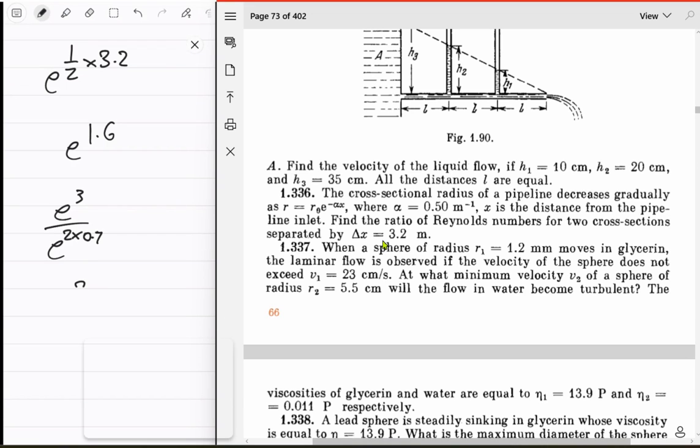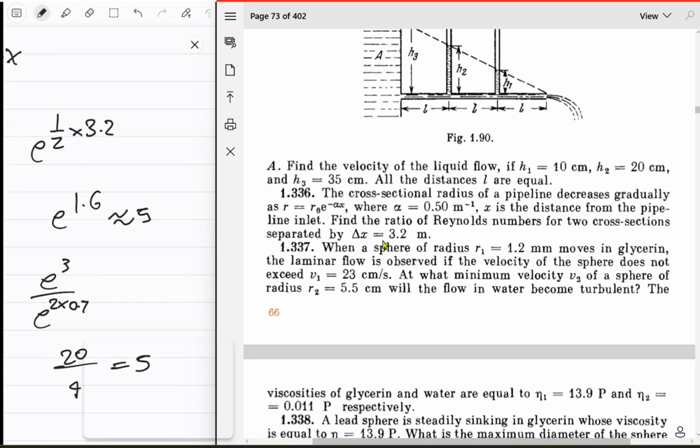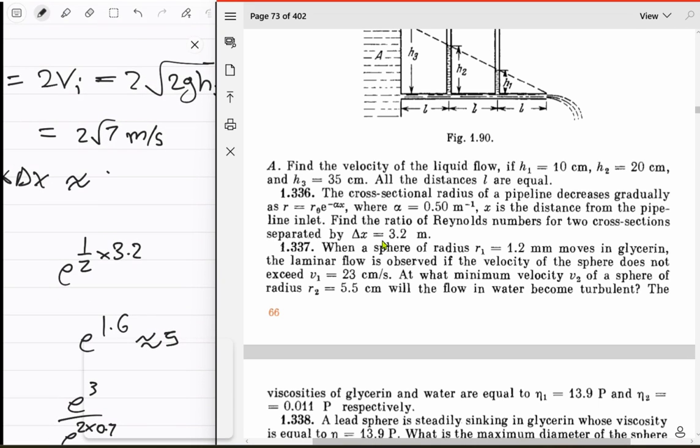So e power 3 is approximately 20, and this thing is e power 2 times natural log of 2, approximately. So this is 2 power 2, which is 4. So basically 1.6 is natural log of 5. Okay, so this thing is approximately 5. Yeah, natural log of 5 is 1.6. Okay, interesting.